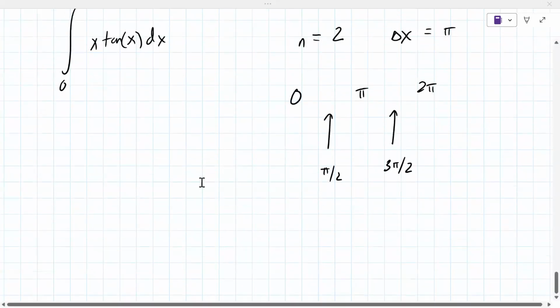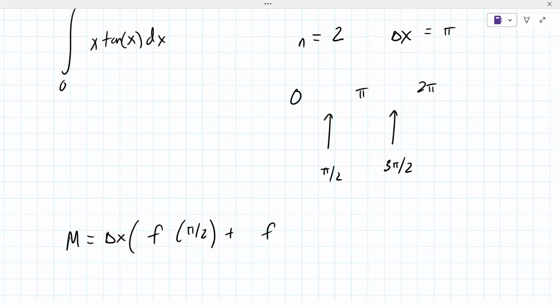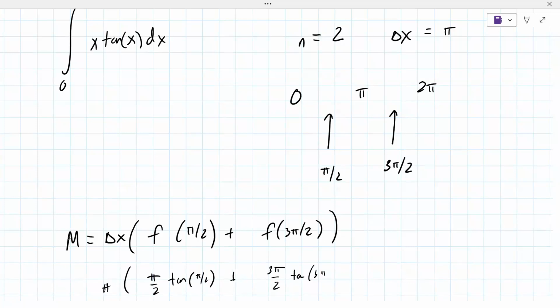All right. So the midpoint formula is delta x times f of pi over 2 plus f of 3 pi over 2. So it's pi times pi over 2 tangent pi over 2 plus 3 pi over 2 tangent 3 pi over 2.